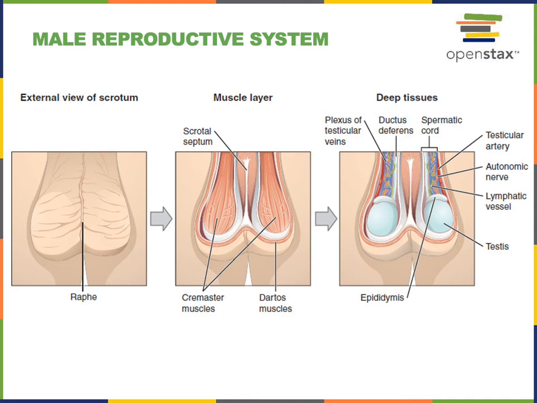Another structure found within the spermatic cord is the ductus deferens, or vas deferens, the tube that will transport the sperm from the scrotum into the pelvic cavity to the ejaculatory duct in the prostate gland.